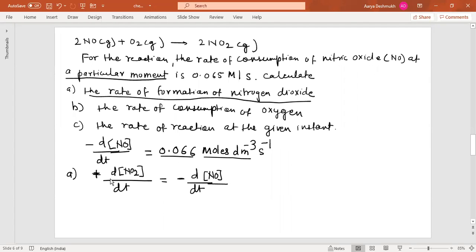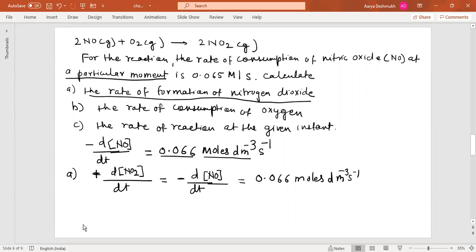Okay. So here 2 moles of nitric oxide are consumed to get 2 moles of nitrogen dioxide. So 2 by 2 means their coefficient will be 1. So this rate will be equal to this one only. You need not divide by any coefficient here. So that will be equal to 0.066 moles per dm cube per second. Okay. Now this is one thing.